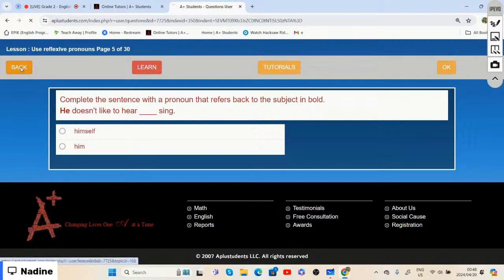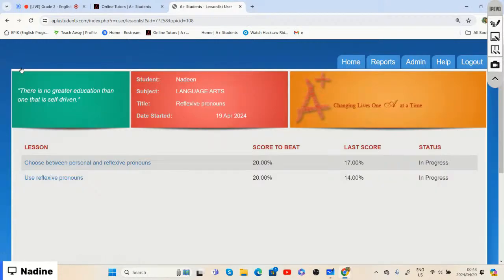All right, so that is the end of our lesson on reflexive pronouns. Remember, we said reflexive pronouns end in self when we're referring to a singular subject, and they end in selves if we refer to a plural subject, right? With a reflexive pronoun, it needs to refer back to the subject, whether it is plural or singular. And we need to not be confused between the personal pronoun and the reflexive pronoun.